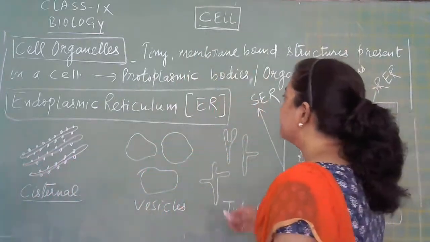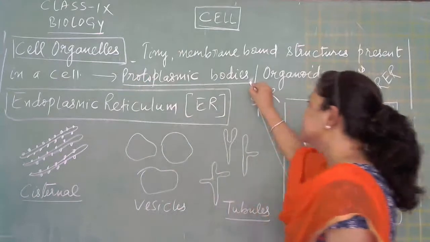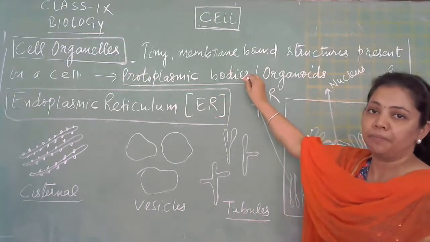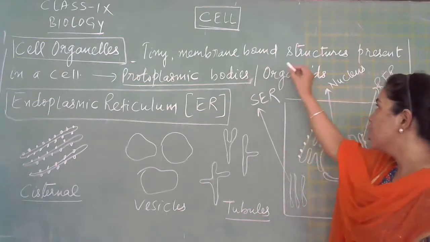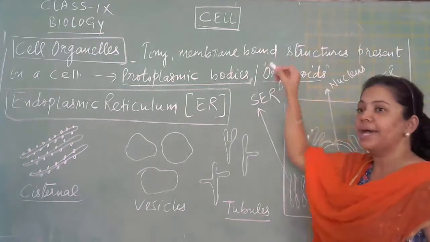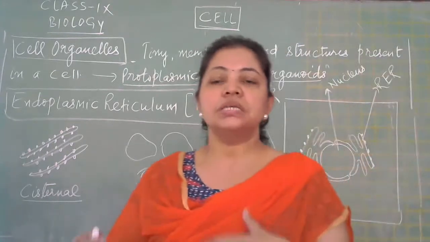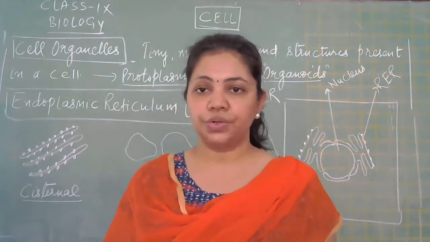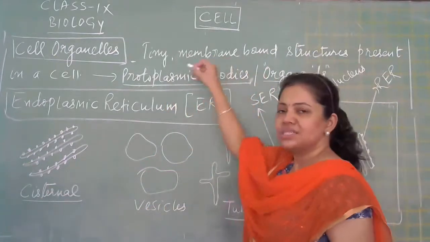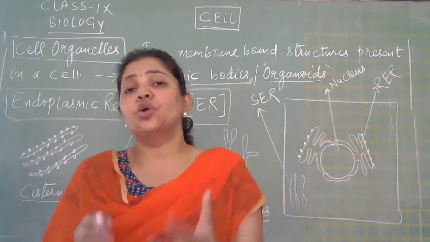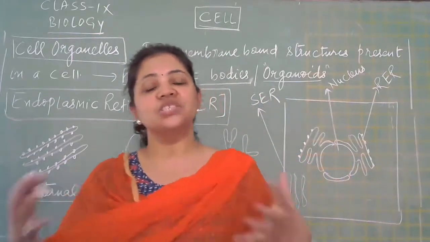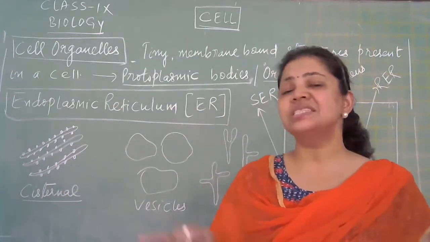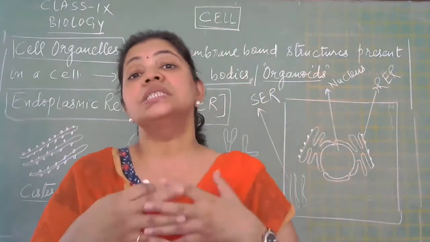And students, do remember that cell organelles are sometimes also referred to as protoplasmic bodies. Another name: they are also known as protoplasmic bodies, or we also call them organoids, right? These are cell organelles, about which you already got an introduction in earlier standards: endoplasmic reticulum, Golgi complex, lysosomes, mitochondria, etc. All these are examples of cell organelles.